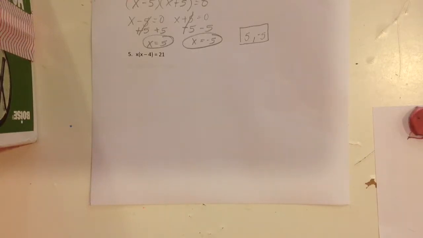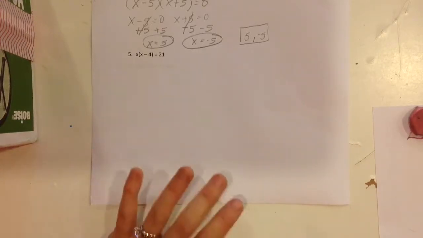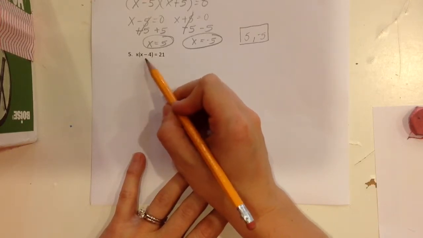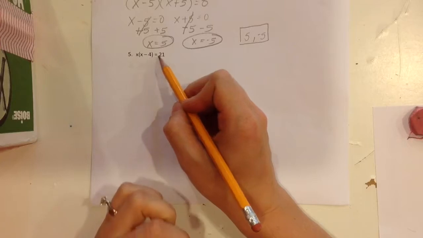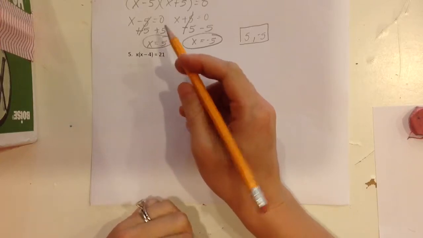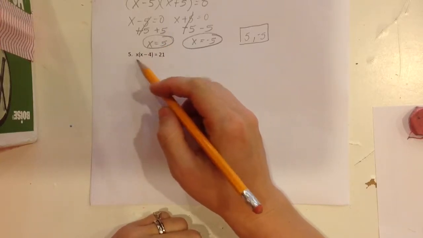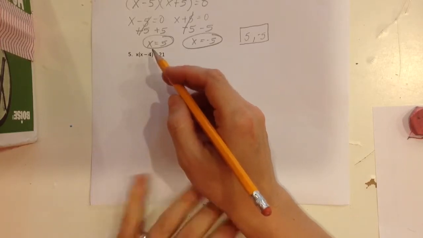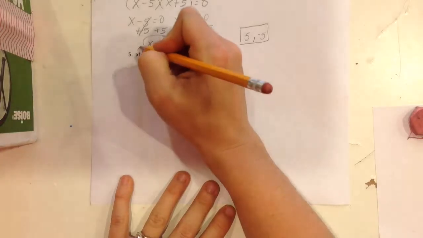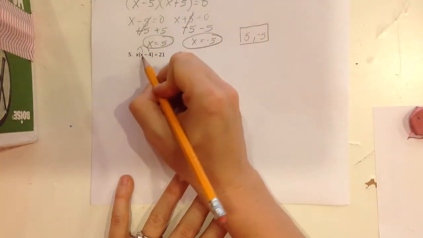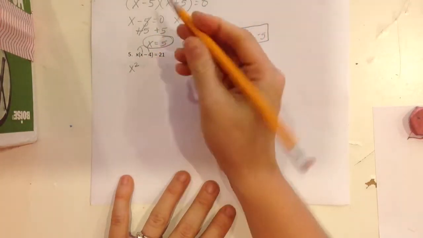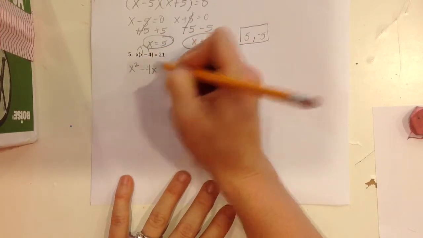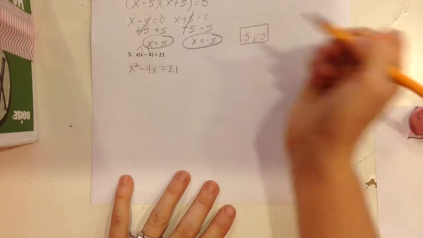All right, this problem is a little longer, and number 5 has a binomial. It looks like it's already in factored form, a monomial times a binomial, and then I have the equals 21. This would have been fine if it was in factored form if I had it equal 0, but I don't have an equal 0, so that means that I'm going to have to distribute my x. So I'm going to have x times x is x squared. X times negative 4 is negative 4x. And bring down my equals 21.